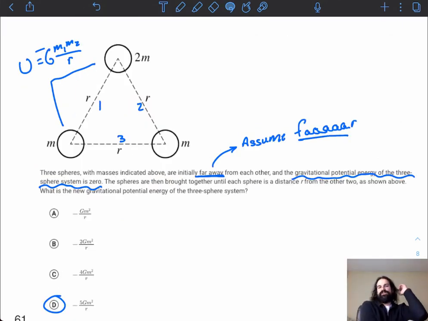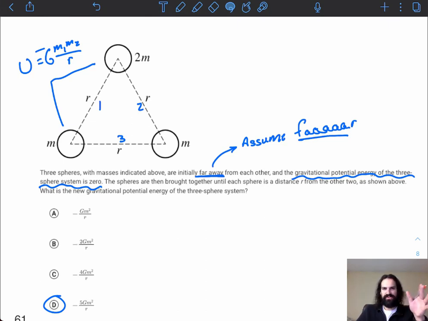All right, so for 60, we have three objects that are initially very far away. Again, the first thing I'm looking at is the diagram. I see three objects of different mass at radius r. And then I'm looking at the answer choices. My answer choices tell me how I'm going to approach the problem. They're all in terms of G, M, and R, and it looks a lot like the potential energy equation. So I already know what I'm going to be doing before I even read the question.